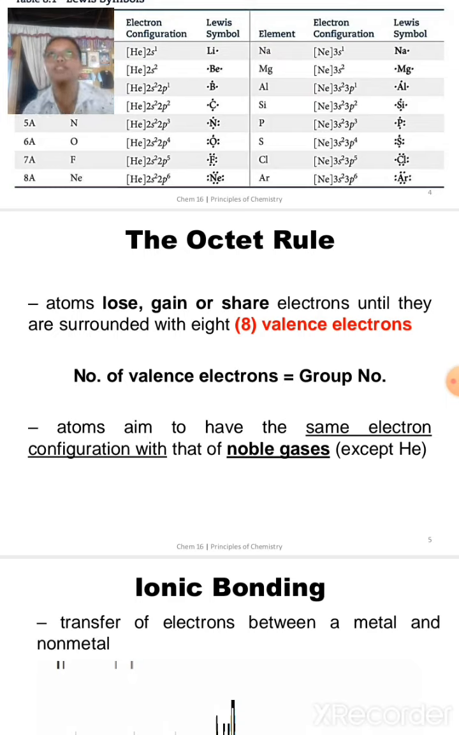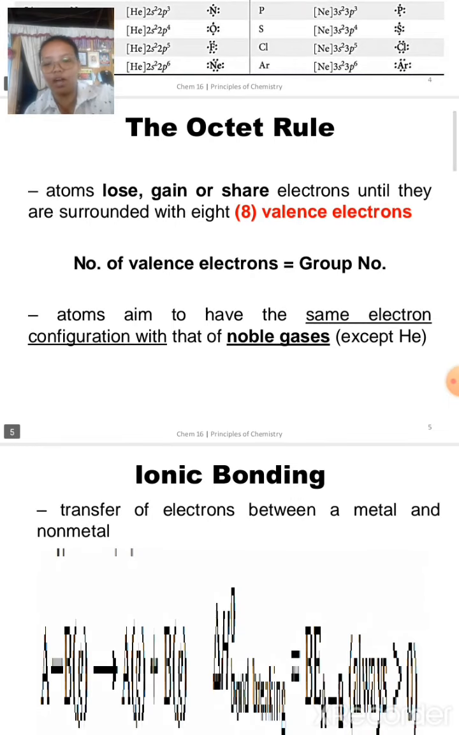When we say noble gases, these are any of the 7 chemical elements that make up that group of the periodic table. Examples are helium, neon, argon, krypton, xenon, radon, and oganesson. So those are the noble gases.